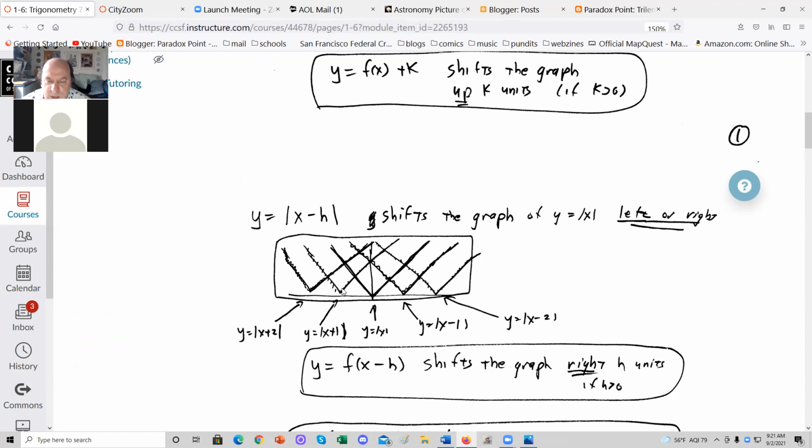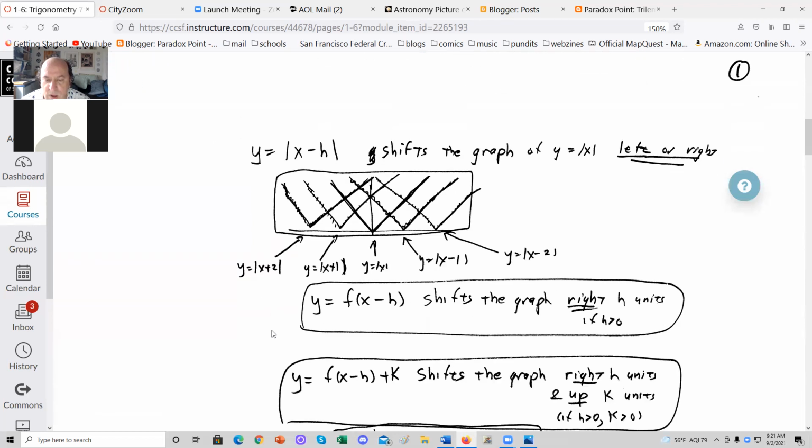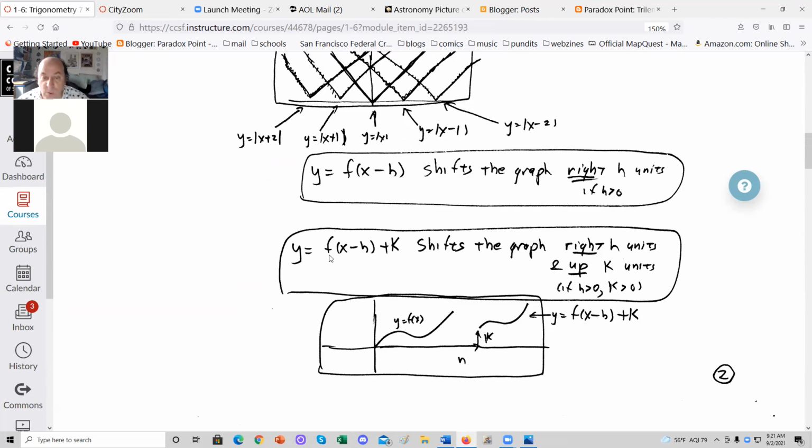Y equals absolute value of x plus 1 is 1 unit earlier, so it's shifted left 1. Y equals absolute value of x plus 2 is shifted left 2 units. It's 2 units earlier. So y equals absolute value of the quantity x minus h shifts the graph right h units if h is positive. So if you do both, y equals f of x minus h, that plus k, that shifts the graph right h units and up k units if h and k are positive.